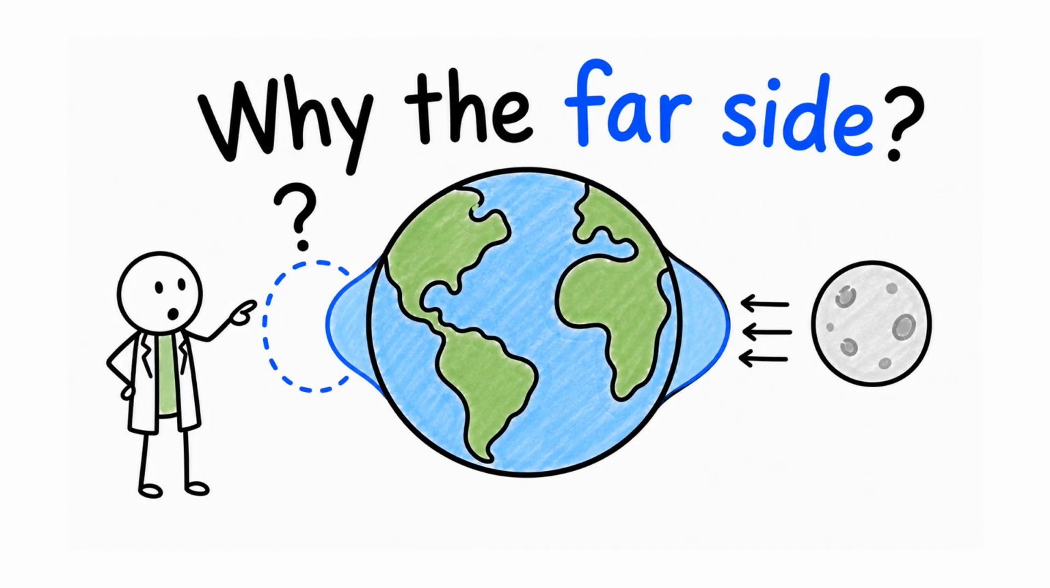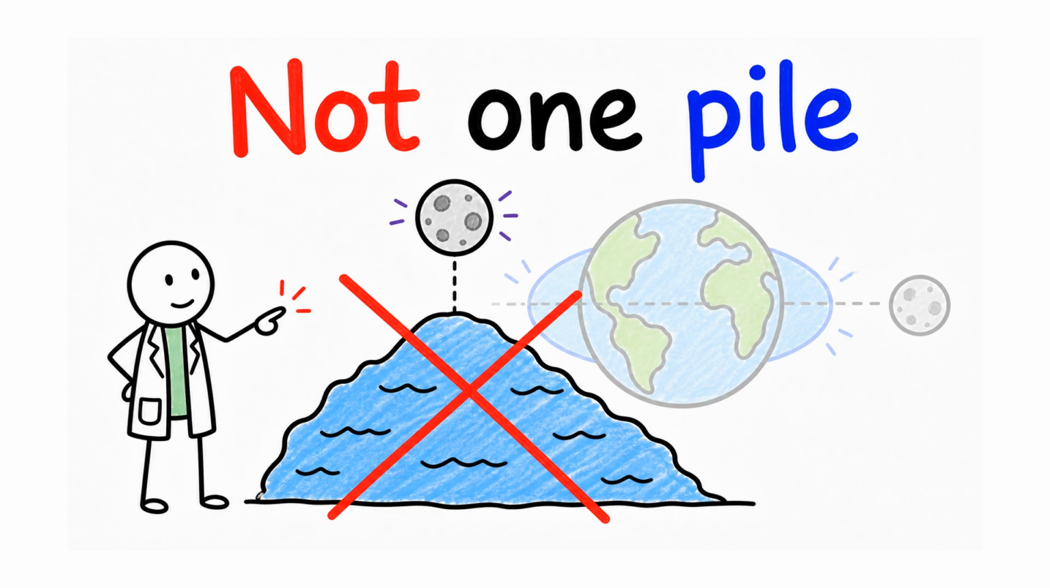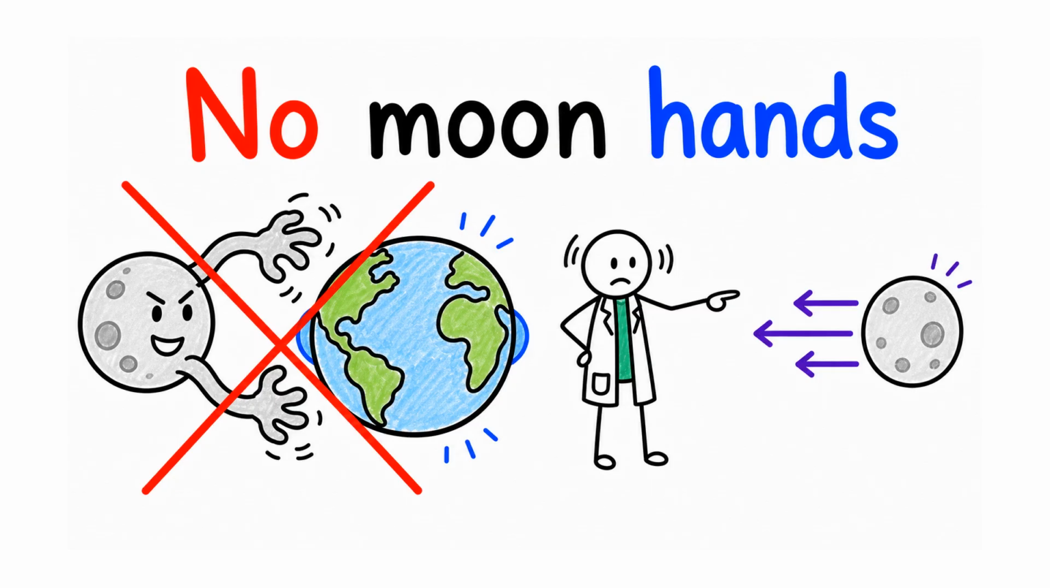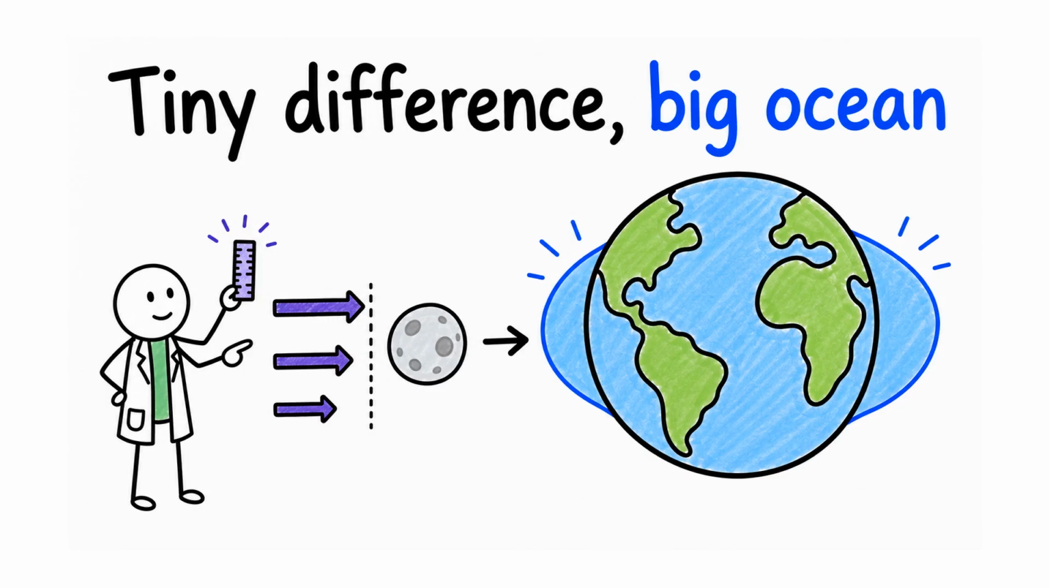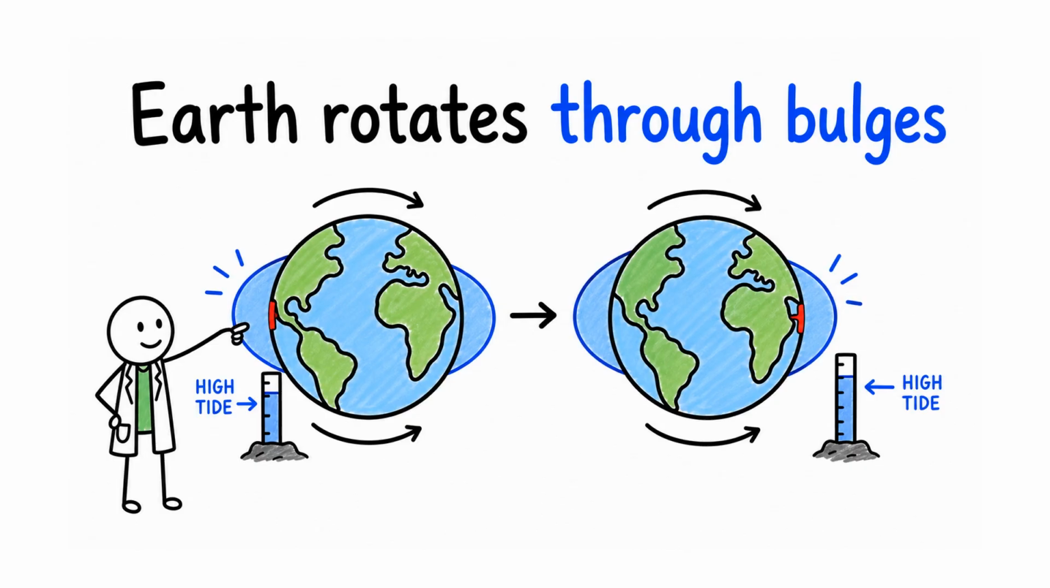If the moon is on one side of Earth, why is there also a high tide on the opposite side? Why does the ocean not just pile up under the moon and call it a day? The answer is not that the moon has two invisible hands. It is that tides are caused by a difference in gravity across Earth. Tiny differences across a planet are enough to stretch water into two bulges. And as Earth rotates through those bulges, your coastline sees water rise and fall.